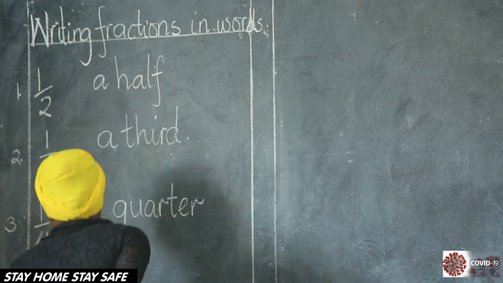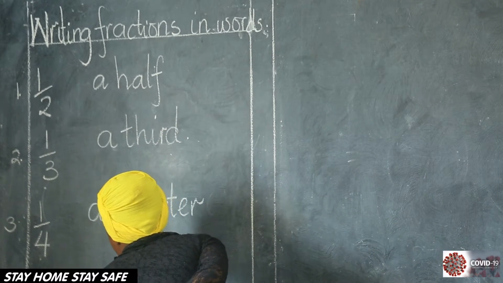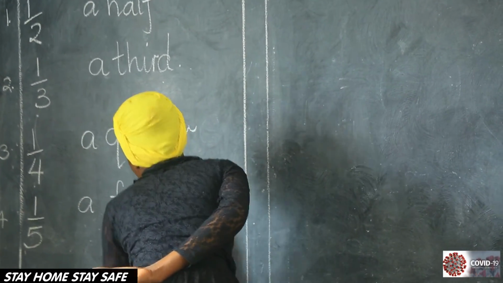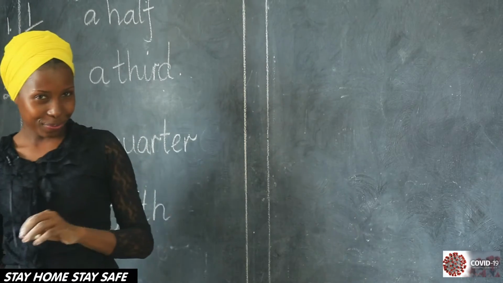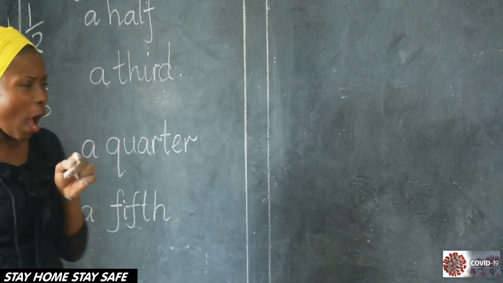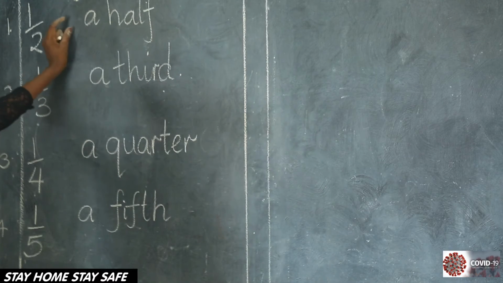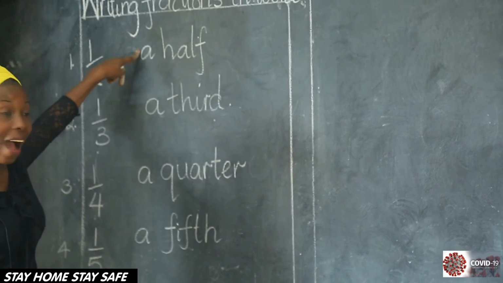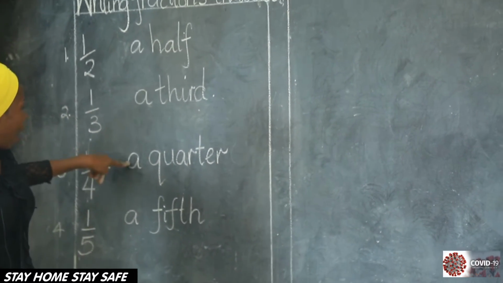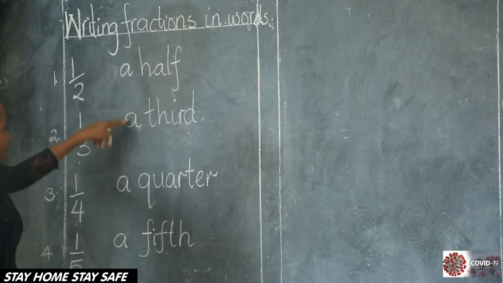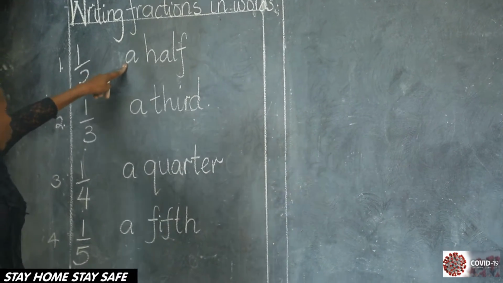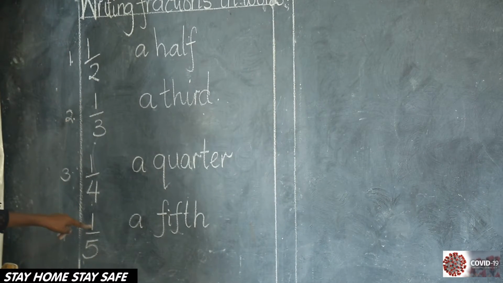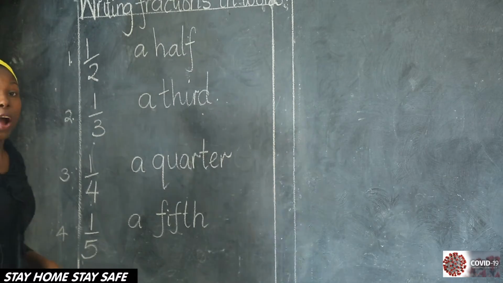I have this one, 1 part out of 5 parts. This one is called a fifth. Now, my friends, I want you to take a keen eye here. Do you see the first letter on all our fractions? What's the first letter? A. First sound is A. Now even check on the figure. What is the number up? Yes, they're all having 1.